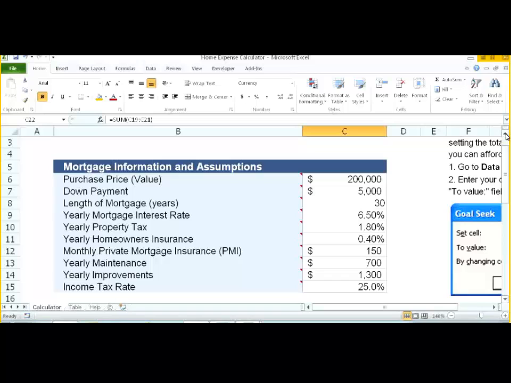Then you've got private mortgage insurance and homeowners insurance, which is typically some percentage of the replacement cost of the house. Then you've got your private mortgage insurance, which they have at $150 per month. So that's pretty significant. Then you have yearly maintenance costs of $700 per year, and $1,300 for improvements.